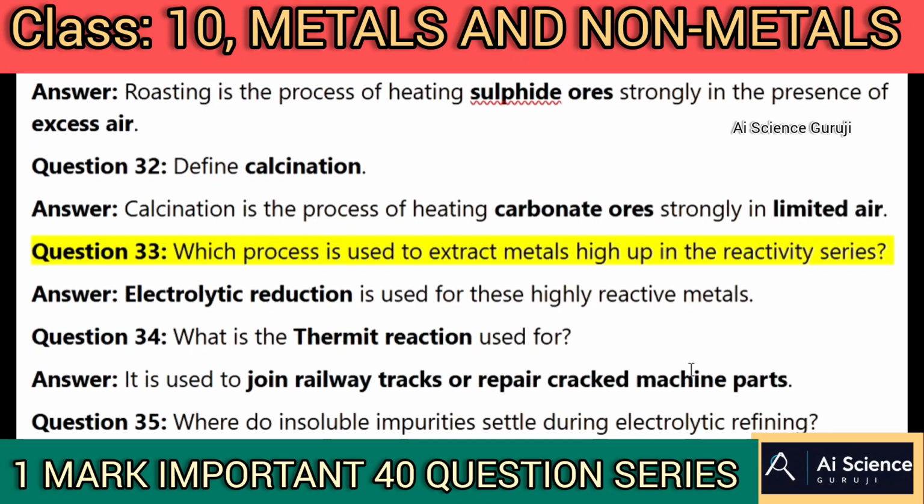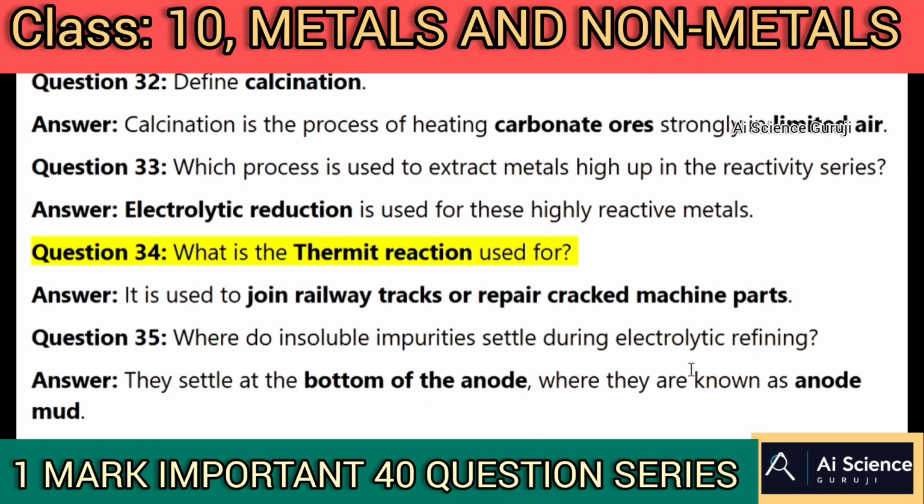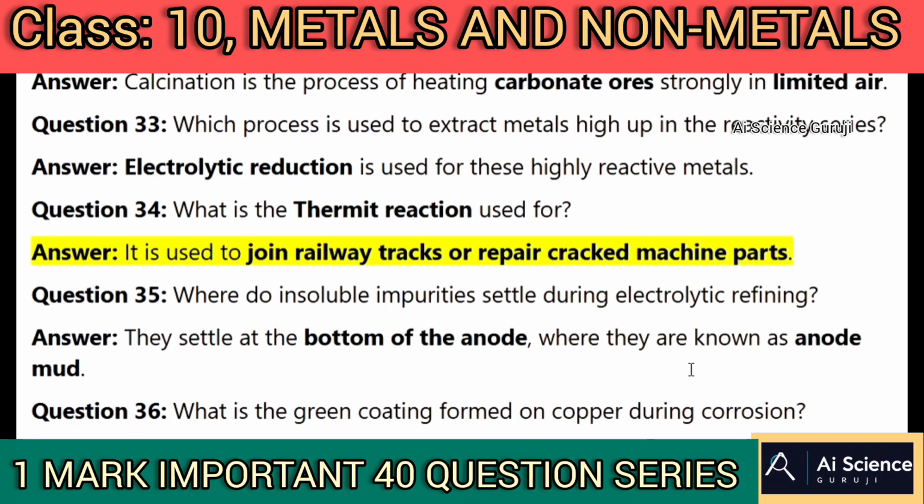Question 33. Which process is used to extract metals high up in the reactivity series? Answer. Electrolytic reduction is used for these highly reactive metals. Question 34. What is the Thermit reaction used for? Answer. It is used to join railway tracks or repair cracked machine parts.